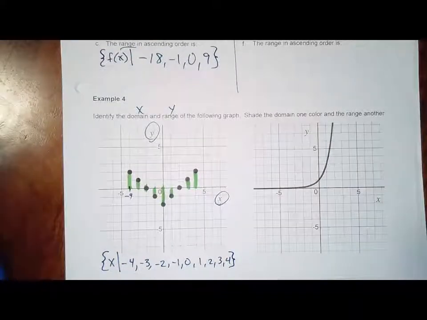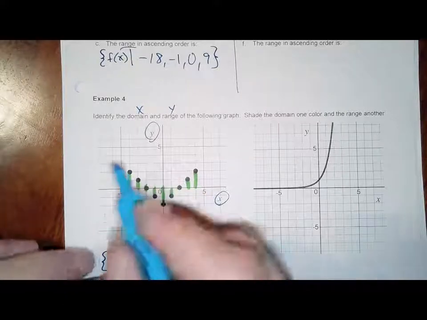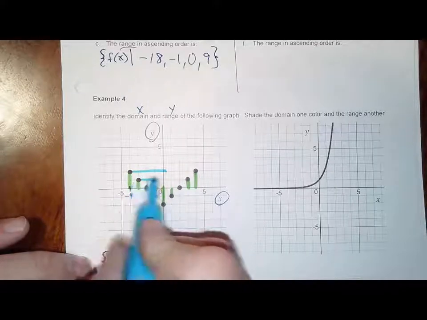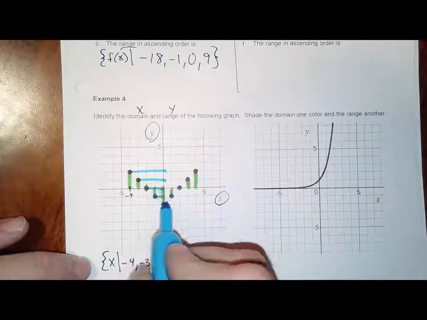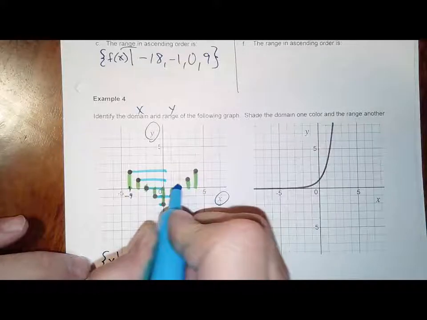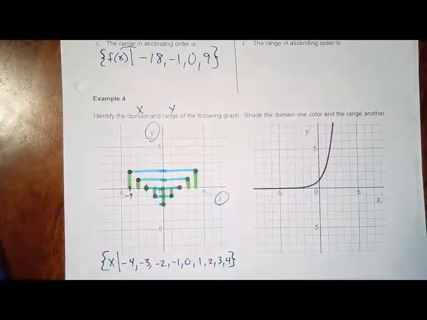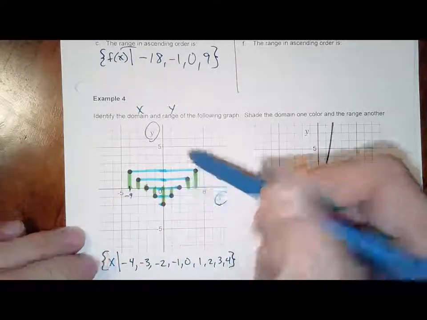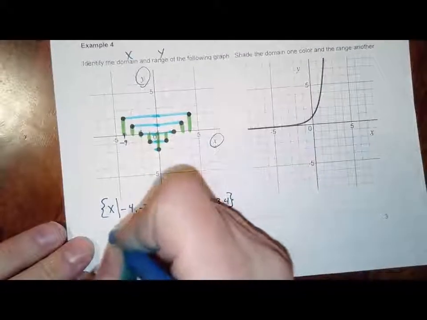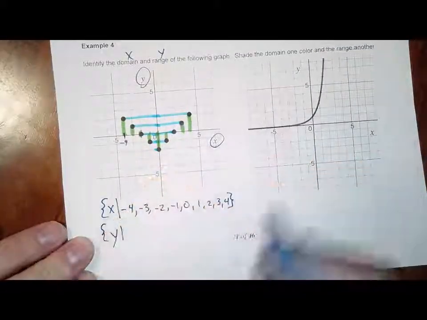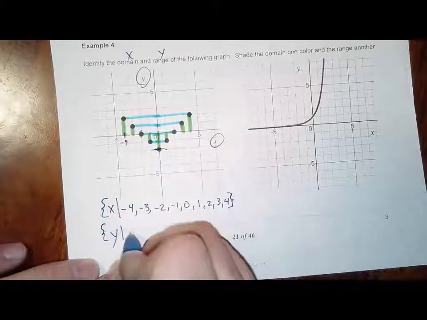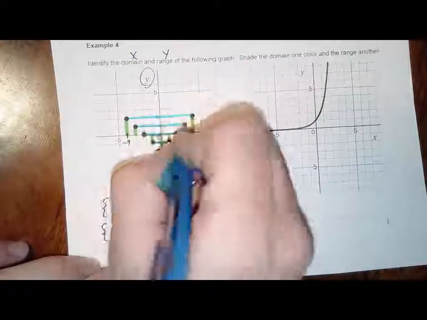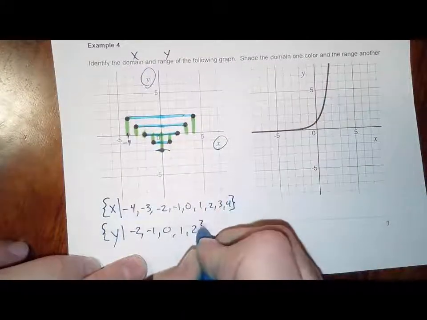Range is up and down. So the range would be, well, this point, its range is all the y values. So this y value, and this y value, and this y value, and this y value. And oh, these are the same y values. Okay, so because we have a y value and a y value and a y value, and then it repeats, that's fine. This will be a smaller list for the range. The set of all y values, that's range, such that we're looking at -2, -1, 0, 1, and 2. There's your range.